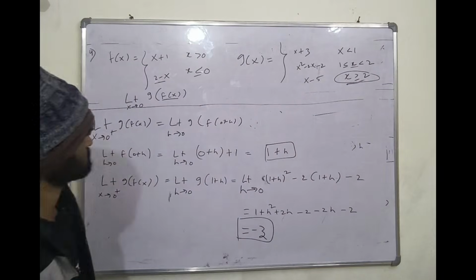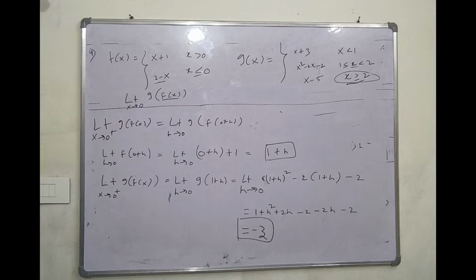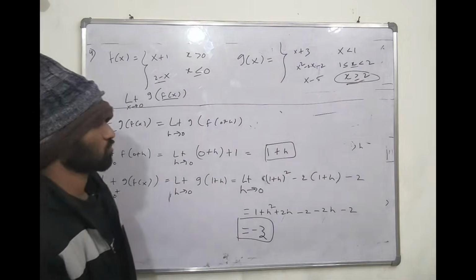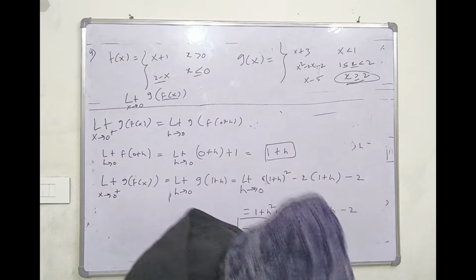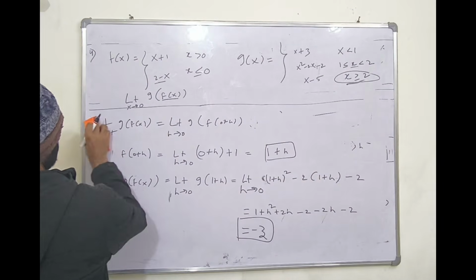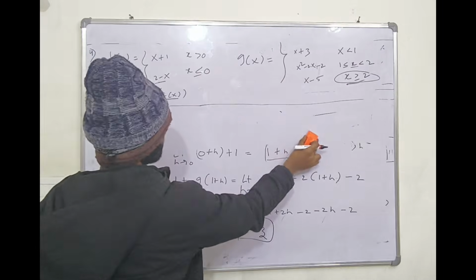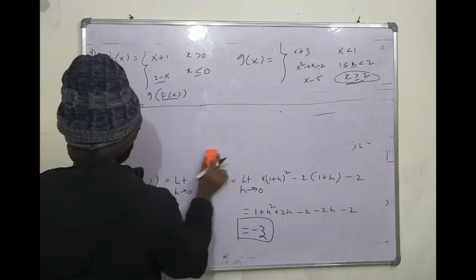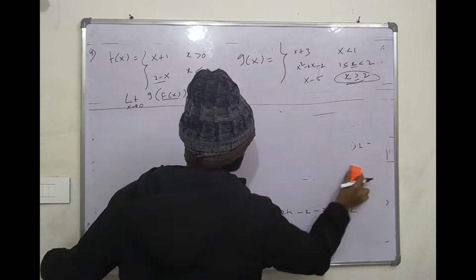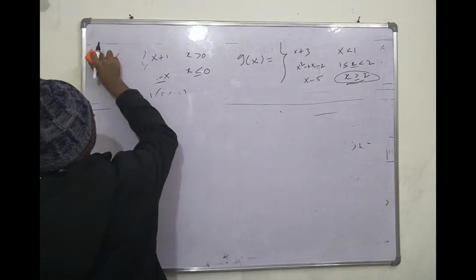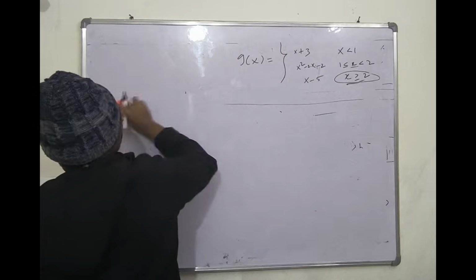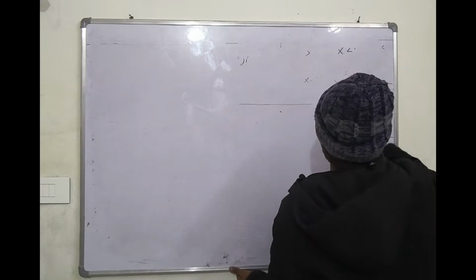Understand? Good. So we got the left hand limit is minus 3 and the right hand limit is minus 3. So we can say the limit exists. The value of the limit is minus 3. Okay, let's go to the next question.